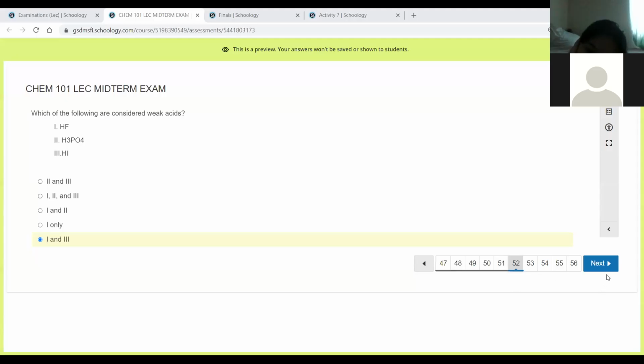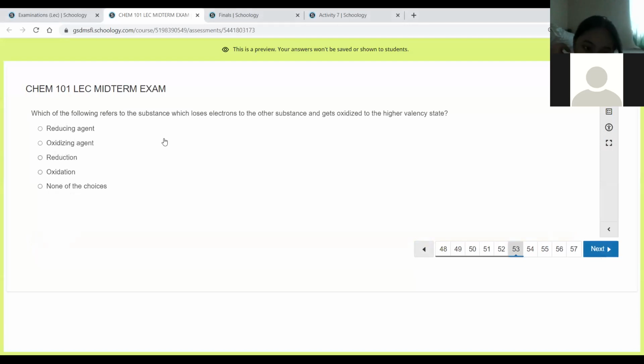Next. Which of the following refers to the substance which loses electrons to the other substance and gets oxidized? Para madali, class, let's go back to the Leora. Kasi loses electron man. So loss of electron, oxidation, reducing agent. So the one that loses electron is the reducing agent. So this one is the answer. Kasi you are looking for the substance, ha? So the substance is called reducing agent.